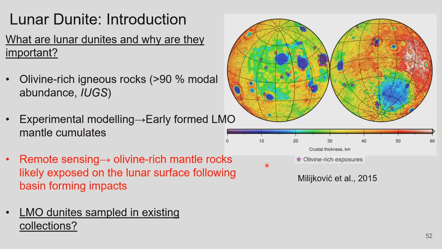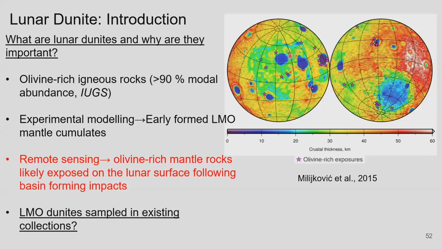And if you look at some remote sensing work, which is just orbiting spacecraft using different methods to identify certain features on the moon, it's been found that on the surface of the moon, there are likely olivine-rich mantle rocks that are likely exposed following these large basin-forming impacts that exposed parts of the lunar mantle and ejected material everywhere. And so what you're seeing here is an image showing crustal thickness on this axis. And basically, in areas where we have relatively thin crust, that means that the mantle is basically right there. That means that you had large basin-forming impacts that excavated all these dunites onto the surface. And that's likely what these star-rich areas are right here.